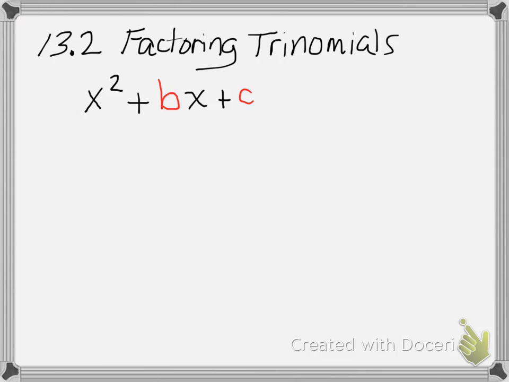This is a trinomial, and an example of one with all the numbers in it would be something like this: x squared plus 5x plus 6. It should look familiar. When we multiplied binomials, when we FOILed, we ended up with a trinomial. So we are now learning how to go backwards.